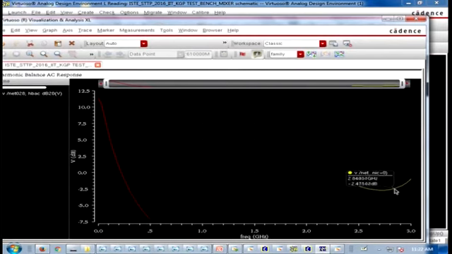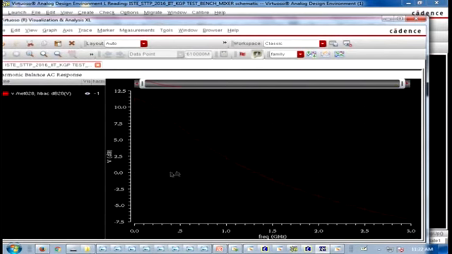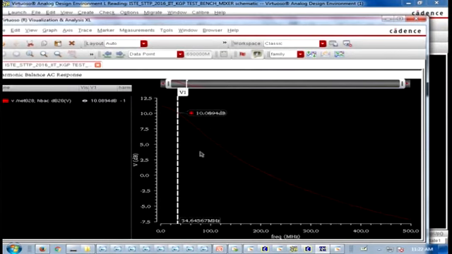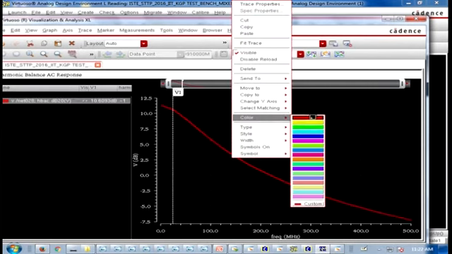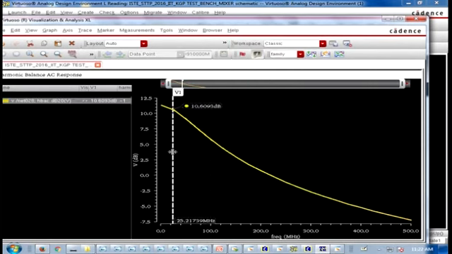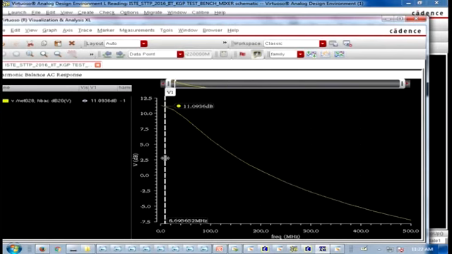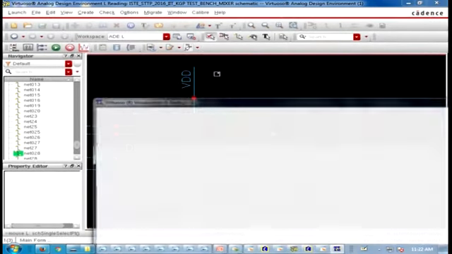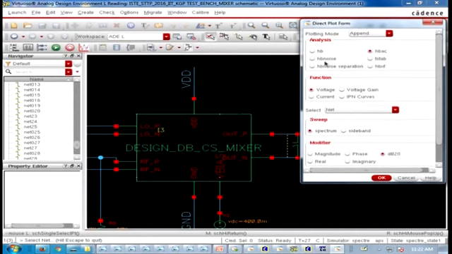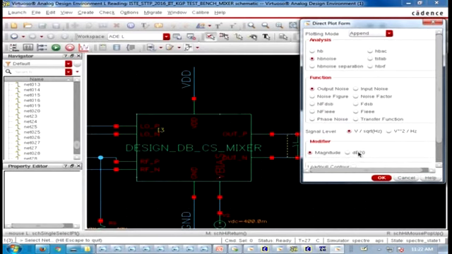Then come to the conversion again. This is a conversion gain. So you got around 11 dB. And what others would you measure? The second one and third one will be the noise figure.